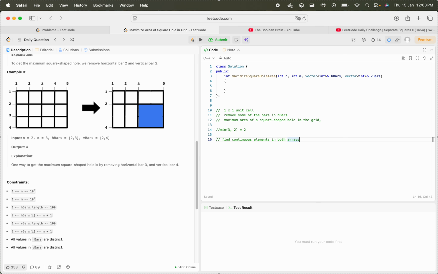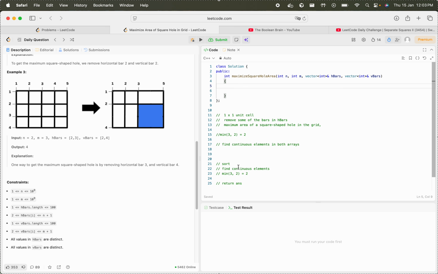Now the algorithm becomes: we will sort it, then find continuous elements, then find the minimum and return the answer at the end. Okay, so this is our answer. Let us try to implement this.